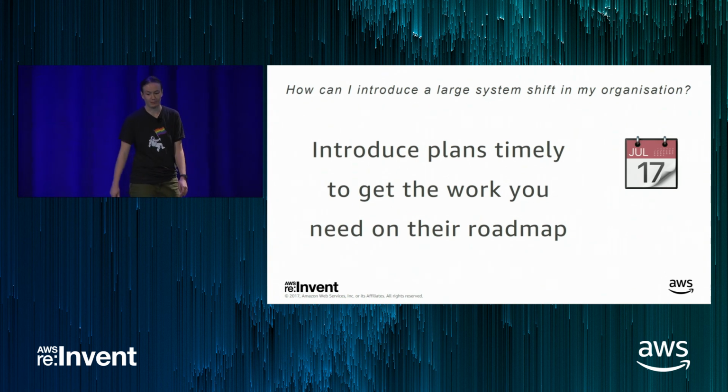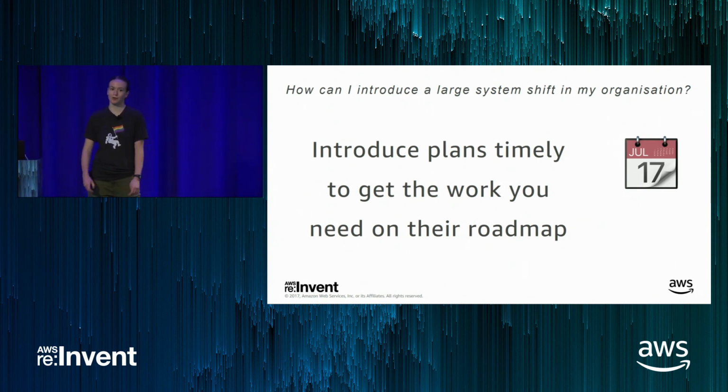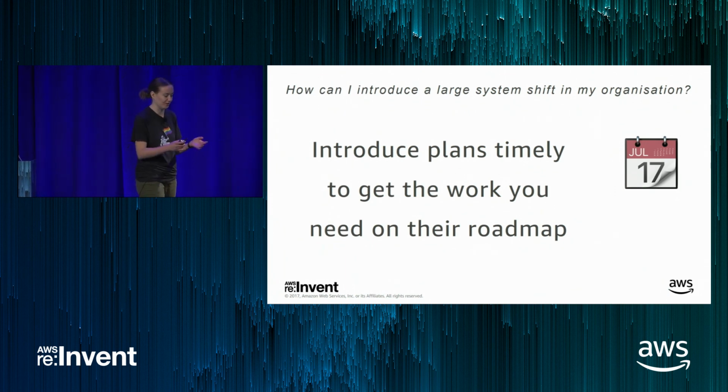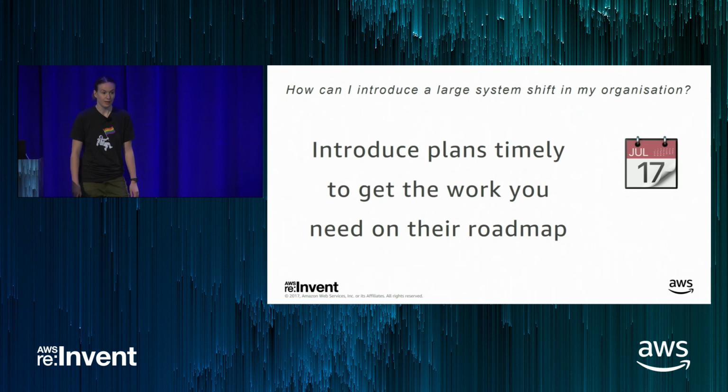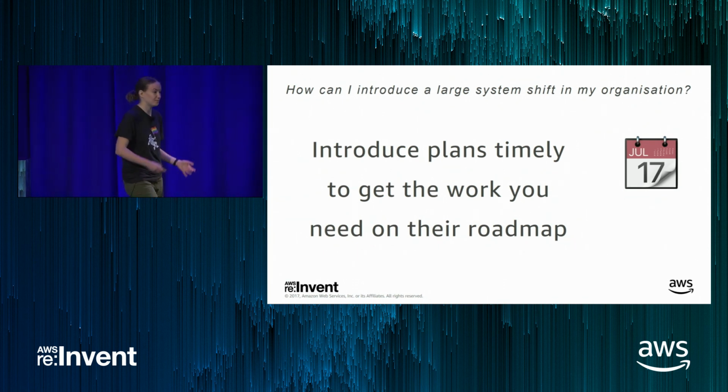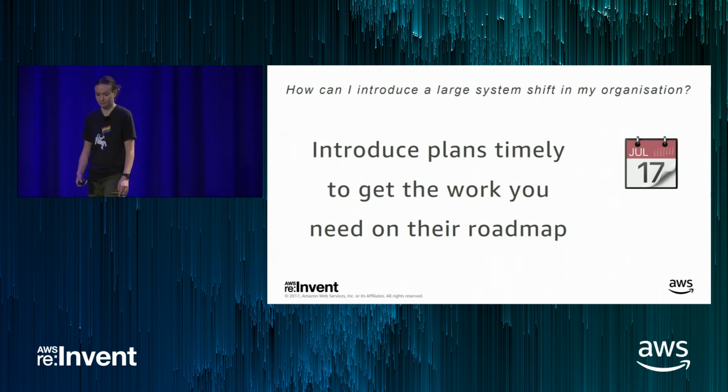Introduce plans early to get the work on other people's roadmaps. Like I said, we started our ECS migration over a year ago. And at the start of 2017, we wrote a really long, big checklist to get this migration across all the other teams. We had 3-month, 6-month, and 9-month check-in points with each team to see how they were doing with their ECS migration. Especially with a project of this scale, it's really important to have some idea of the roadmap and get this work on other people's roadmaps early.